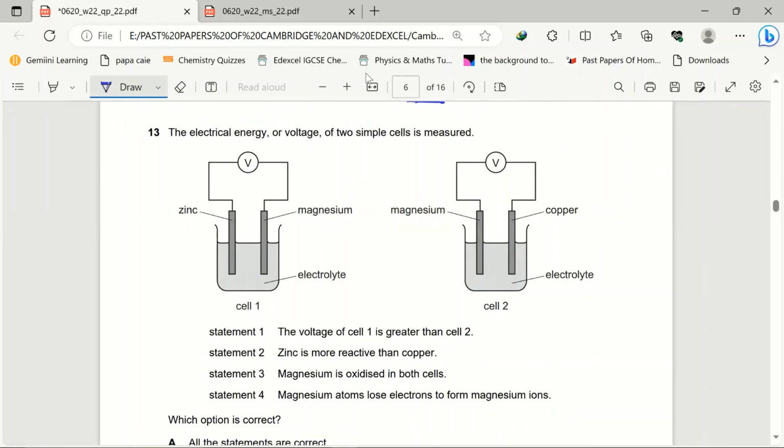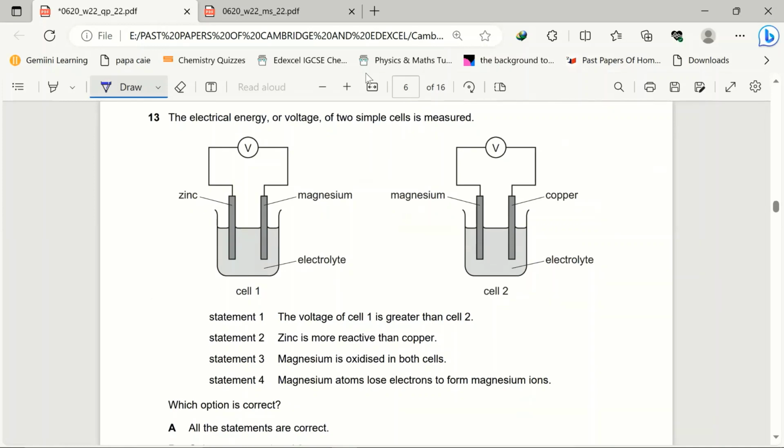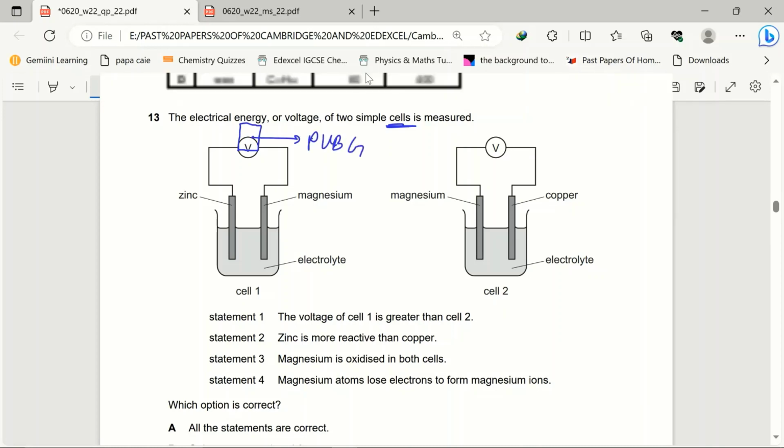Next question. Question number 13, the electrical energy or voltage of 2 simple cells. Cells means battery. We use cell. We call it cell phone, meaning battery-operated phone. That's why cell phone. So these are 2 batteries. You see a voltmeter where the voltage is given, but it's the same thing. Instead of a voltmeter, if you use a mobile phone here, and if you play PUBG, then you can play.